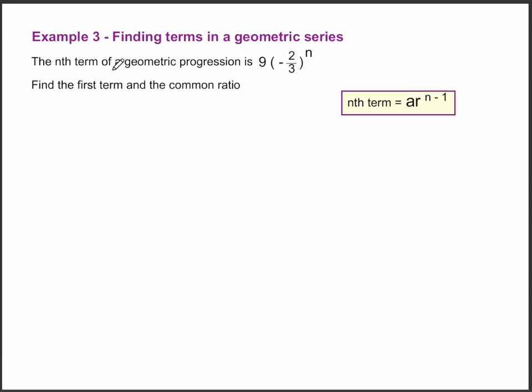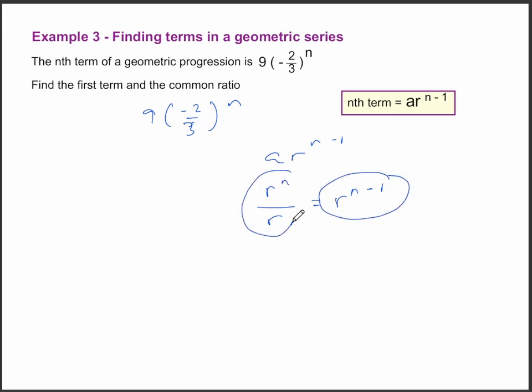Next, the nth term of a geometric progression is 9 times negative 2 over 3 power n. And remember, generally, the nth term is like this, AR power n minus 1. Now, let's rewrite this so that we get the power of n instead of n minus 1. For that, we need to go back to our exponent laws, where remember, R power n over R is equal to R power n minus 1. Therefore, if we want to represent this in a different way where we want R power n, we will use this thing right here.